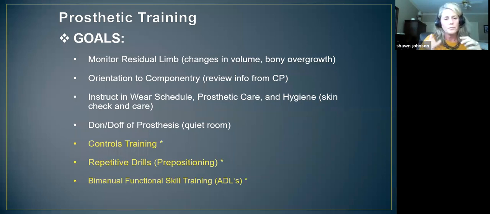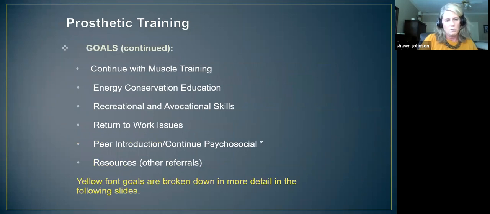And then we're going to address controls training, repetitive drills, and bimanual or two-handed functional skill training. That's basically a fancy way of saying activities of daily living with two hands. Those three are what we're going to talk about in a lot more depth with the rest of the slides. Continuing with the goals, we're going to continue with muscle training if it's appropriate.